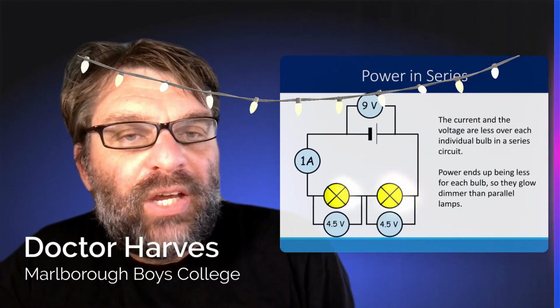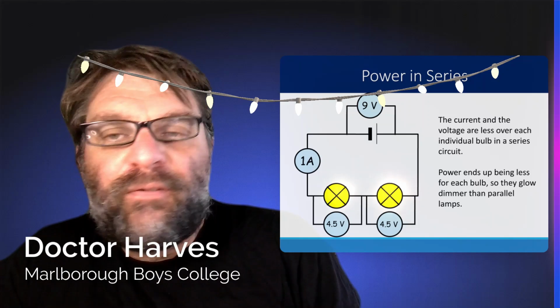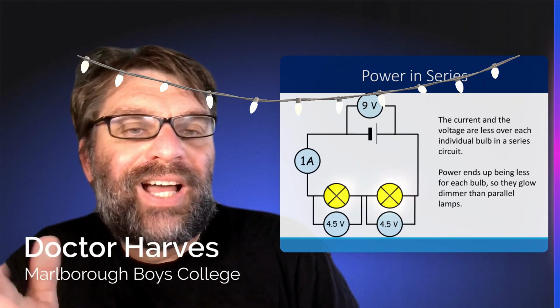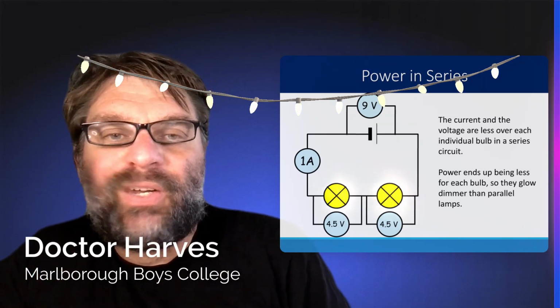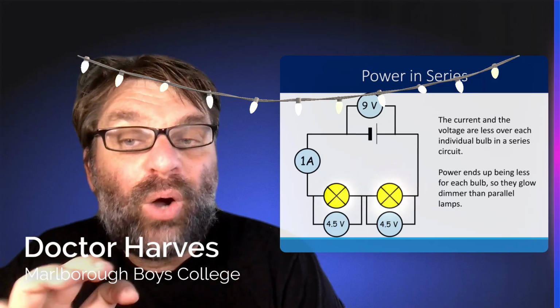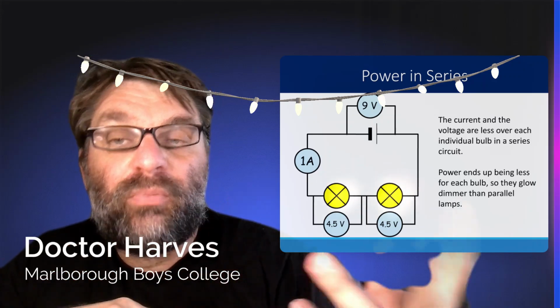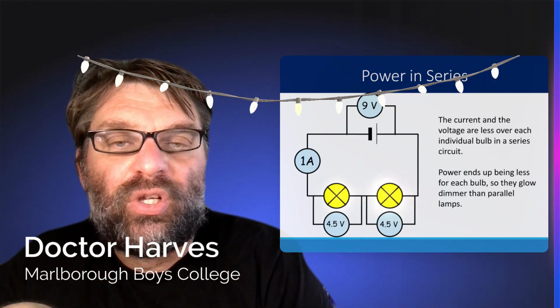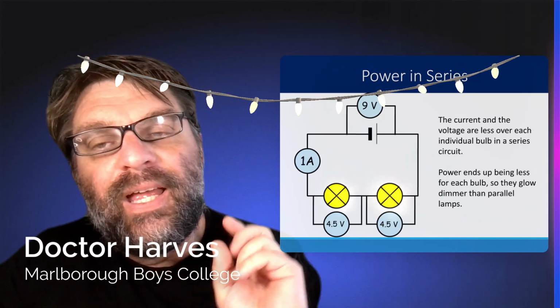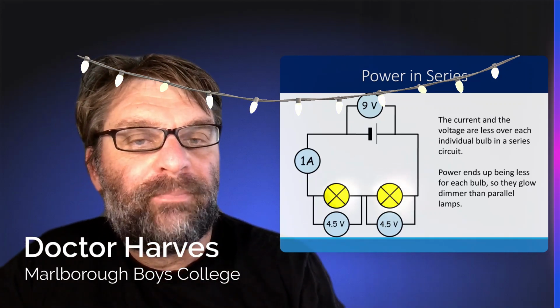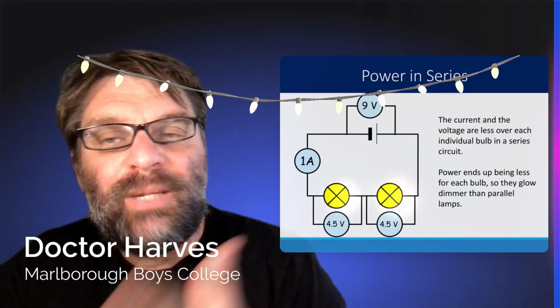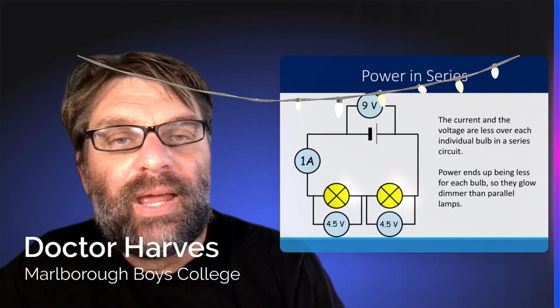In terms of power in series, as you can see from the diagram, the current and the voltage are less over individual bulbs in a series circuit. Therefore, the power, the transfer of electrical energy into light energy for a bulb, for example, is less for each bulb in the series circuit, so they tend to glow dimmer than those in parallel lamps.